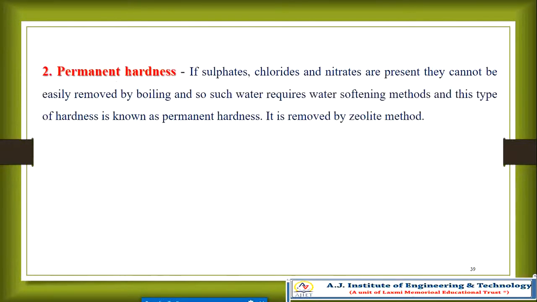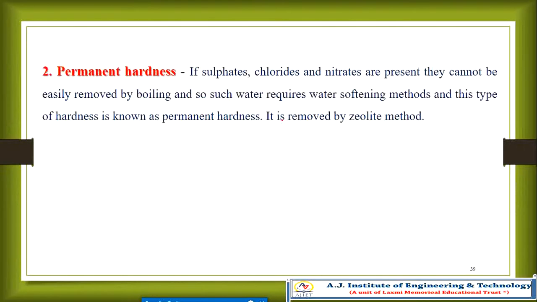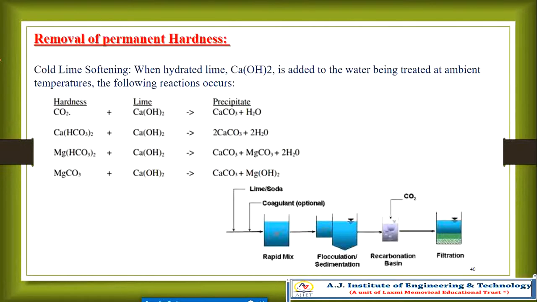Now you got it. Now temporary hardness, how can we remove it? It is removed by boiling, right? Boiling or heating, or adding lime, we can do that. We can remove the temporary hardness, simple. But for permanent hardness, we have to remove sulfate, chloride and nitrate, isn't it? This chloride and nitrate can be removed only by some of the following processes.